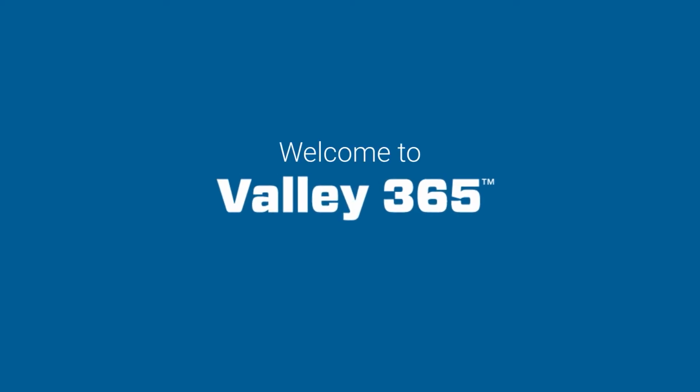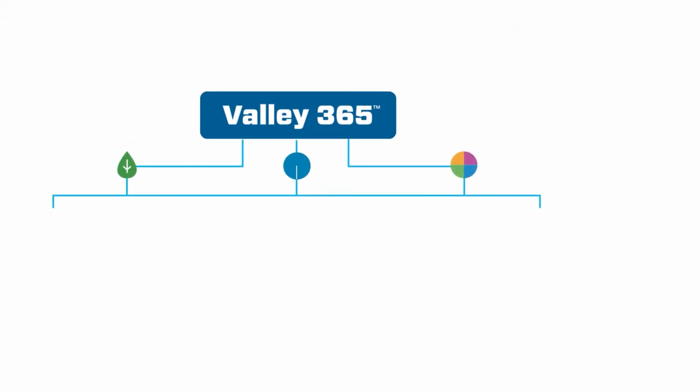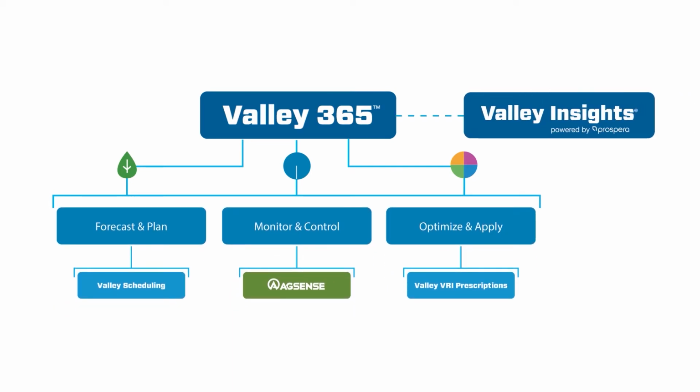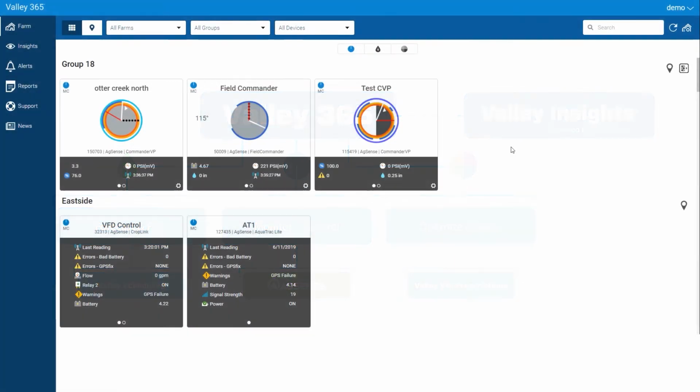Welcome to Valley 365, a connected crop management platform from Valley Irrigation. Valley 365 brings together the best of the existing technology solutions into one place where they can be accessed from a single sign-on. Today we're going to take a look at the Valley 365 demo site at valley365.com.